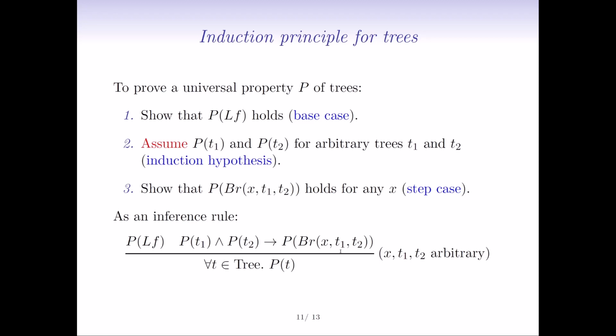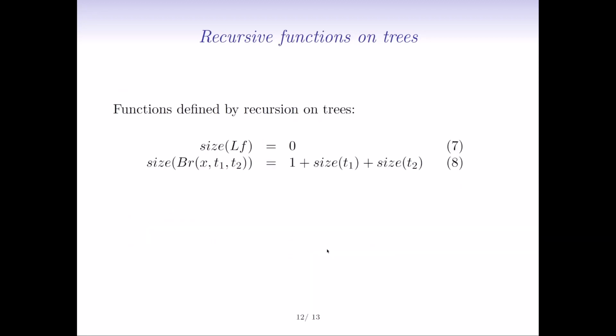Now, just as in the case of lists, I think it's good to get a little bit of practice with structural induction on trees. And so I'm going to define a couple of functions by recursion on trees. First of all, a pretty simple size function. So the size of a leaf is 0, and the size of a branch with X and left subtree T1 and right subtree T2 is 1 plus the sum of the sizes of the two subtrees. 1 plus size T1 plus size T2.